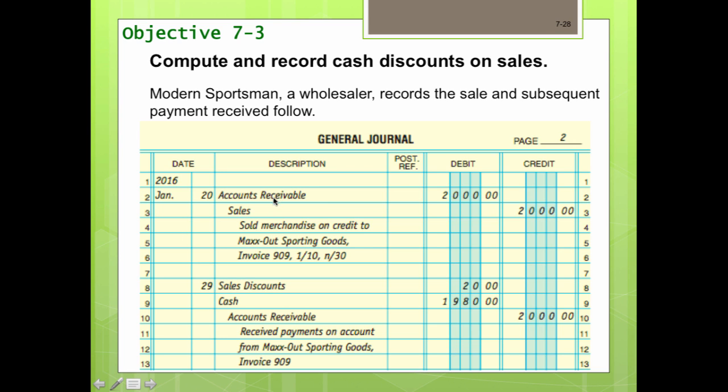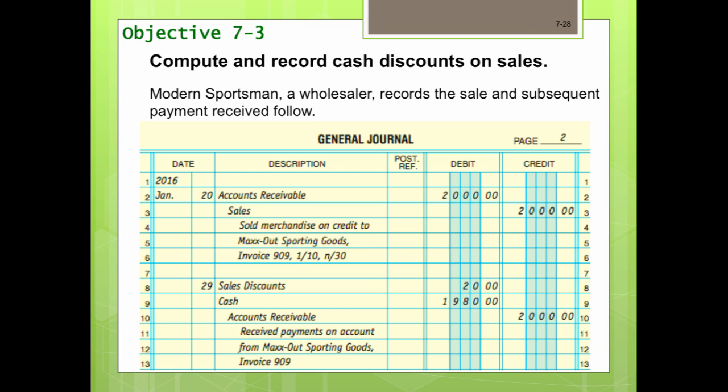We debit accounts receivable for $2,000 and we credit sales for $2,000, for the merchandise sold on credit to Max Out Sporting Goods, invoice 909, and the terms were here. Remember, this means that they get a 1% discount if they pay early. Otherwise, it's due in 30 days. If you don't remember how to read that, look at my previous lectures.